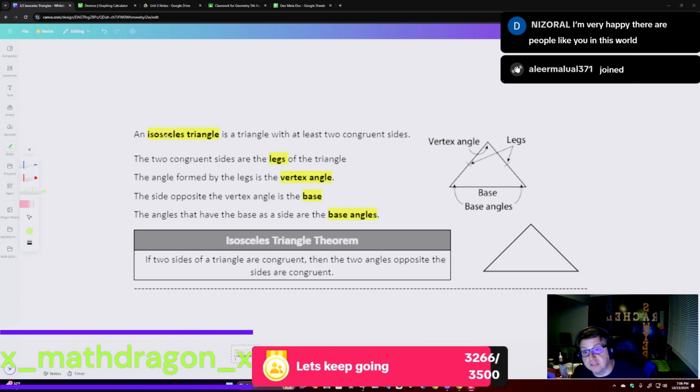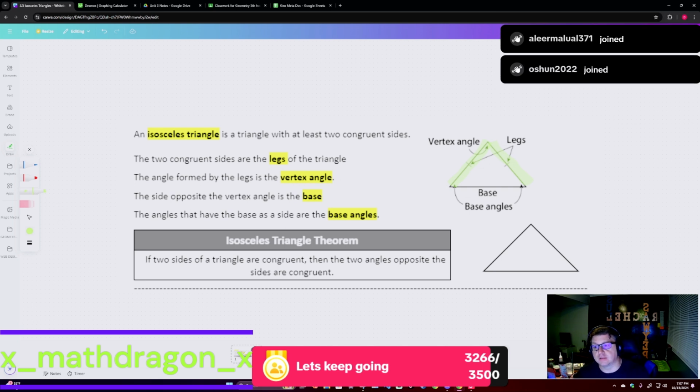Okay, so an isosceles triangle is a triangle with at least two congruent sides. So anytime we talk about isosceles triangles, we have two sides that are equal to each other. We call those the legs. Those are the legs. And then we have the base of an isosceles triangle. The base is not connected to the other two sides that are equal to each other. So that's kind of what separates the base from the legs.